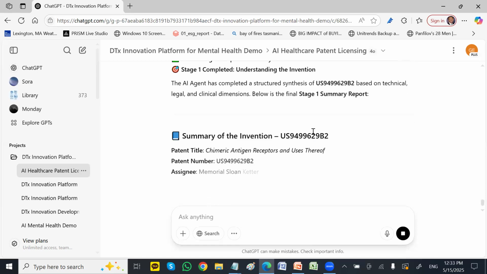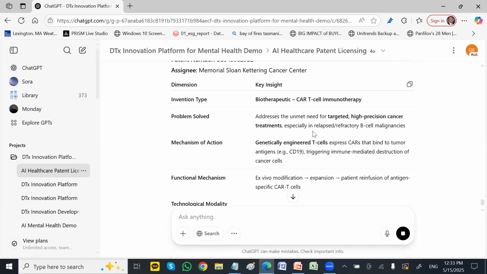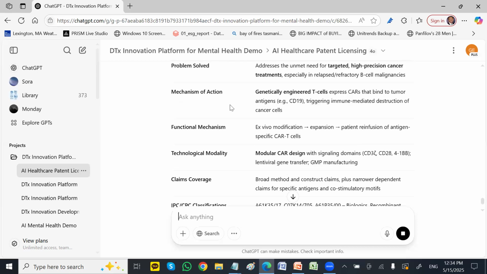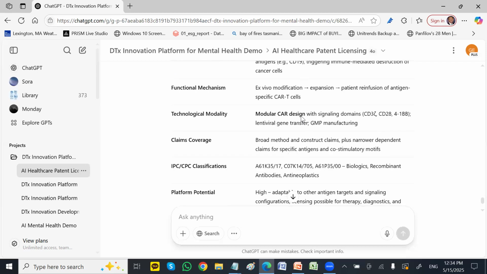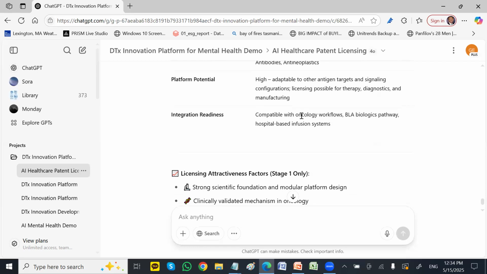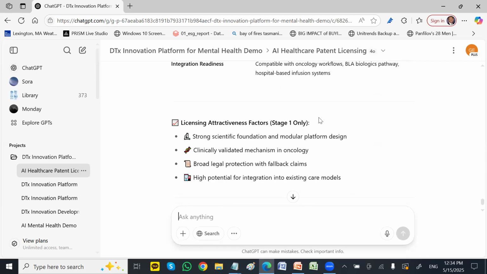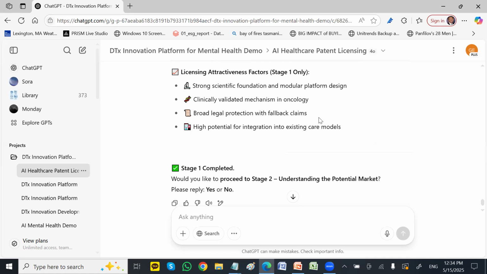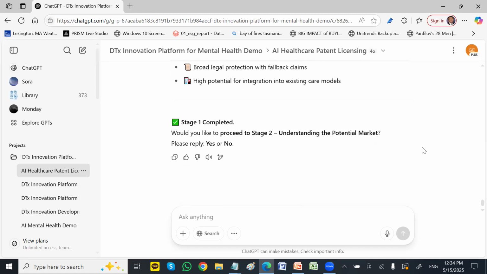At the end of the first stage, it tries to understand your input patent and provide the AI agent insight about this patent. So it gives you the mechanism of action, functional mechanism, technical modality, and even claim coverage and patent potential, something like that. It tells you whether it can be good for an additional commercial opportunity, and then you try to understand the next stage, the market.